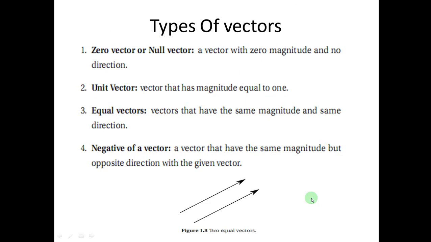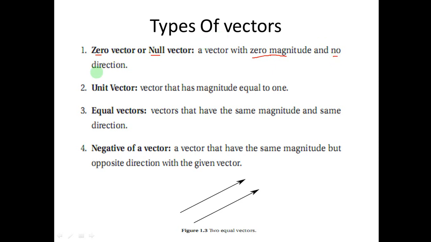The next point that we are going to see is types of vectors. In this section, we are going to see 4 types of vectors. The first vector is called zero vector or null vector. What does it mean, zero vector or null vector? A vector with zero magnitude and no direction is called zero vector or null vector.